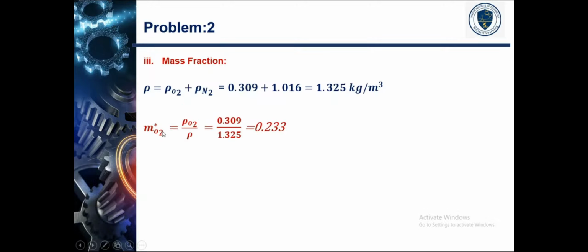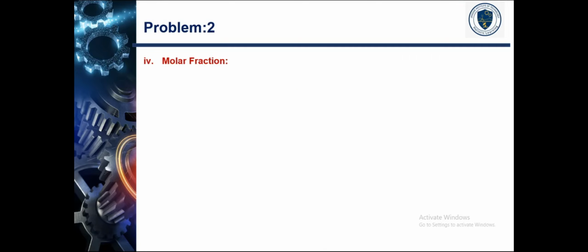In a similar way, we have to find the mass fraction for nitrogen. Now check once again the summation rule. If you add these two, you will get the answer of 1. If you get less than or greater than 1, definitely the answer is not correct. Next we have to find the unknown parameter, that is the molar fraction. Here we have to find the molar fraction for both oxygen and nitrogen.